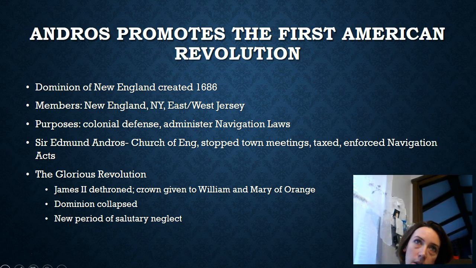It's kind of misleading because it's not like William and Mary just sailed in, they were welcome, James left. In the long run, that is what happened. So there was definitely some fighting that could have occurred, but not on the scale of another type of revolution that we would see. And once William and Mary do solidify their rulership and James does flee, the Dominion of New England collapses. Andros is recalled, and the colonies enjoy this new period of benign neglect, or it's often called salutary neglect as well. Same thing. They're ignored, but for positive reasons.